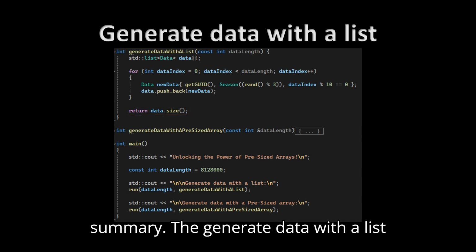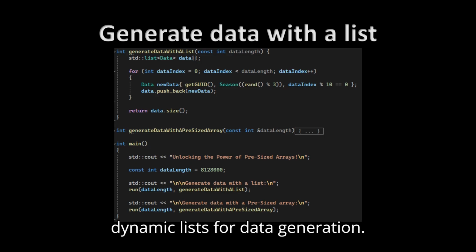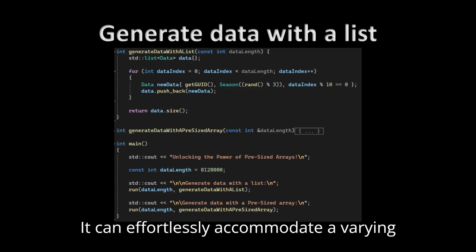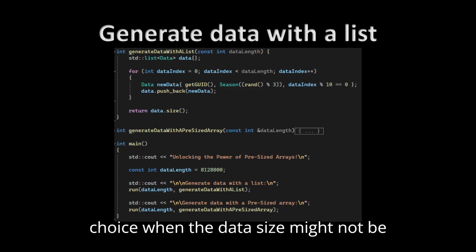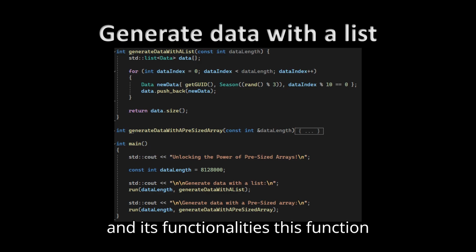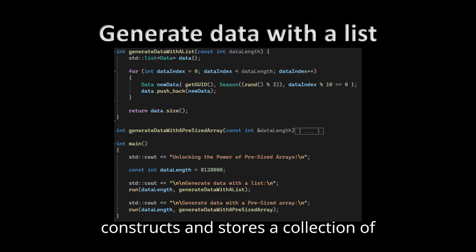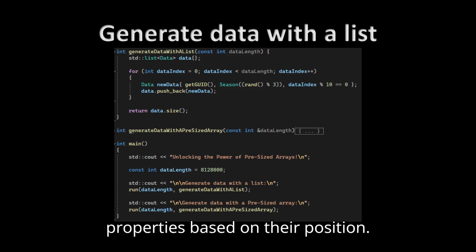In summary, the generate data with a list function demonstrates the power of dynamic lists for data generation. It can effortlessly accommodate a varying number of elements, making it a flexible choice when the data size might not be predetermined. By leveraging the list and its functionalities, this function constructs and stores a collection of data objects, each potentially holding unique identifiers, seasons, and other properties based on their position.